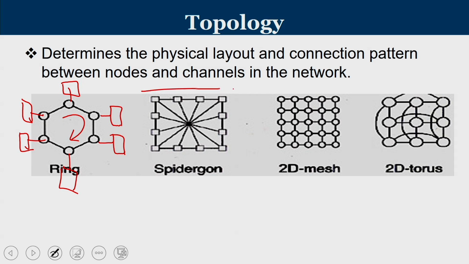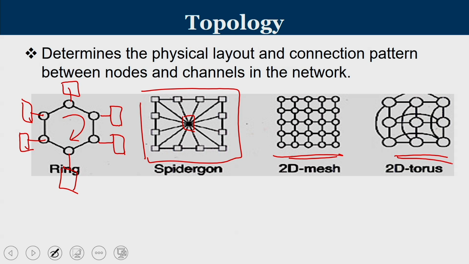Now, the routers can be connected like this. From now onwards, I am going to talk only about the routers; the processor and the cache, the tile portion, is implied. If you connect like this with a central special hub, then it is called a spidergon topology. This is called a 2D mesh topology, and this is called a 2D torus topology.